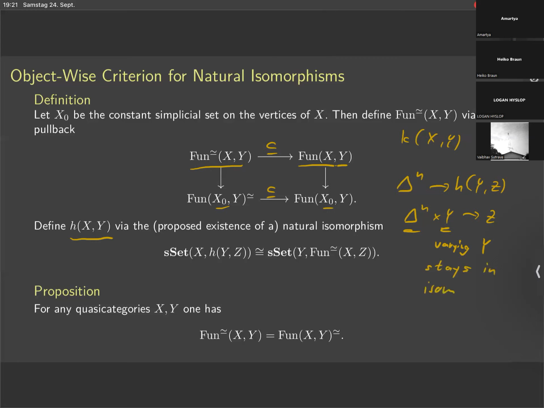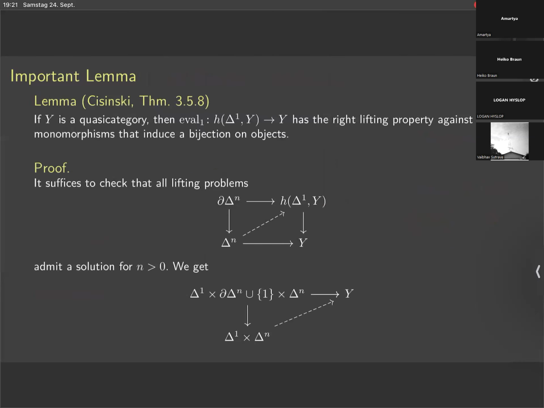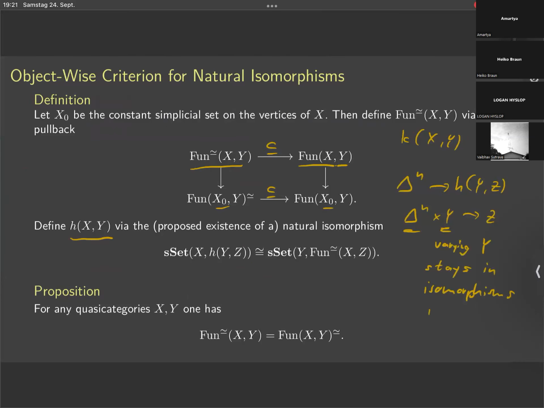Stays in isomorphisms in Z. And how does it correspond to the functor category?